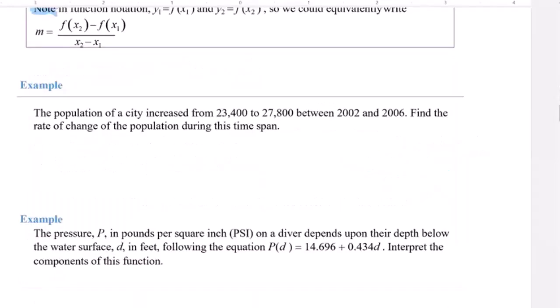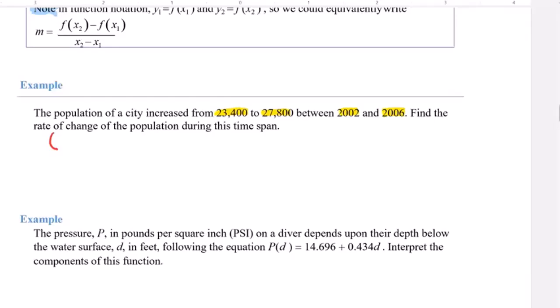So the population of a city increased from 23,400 to 27,800 between these 2 years. And it said, find the rate of change of the population. So we're finding the change of the population over this time span. I think the easiest way is let's make a set of ordered pairs.